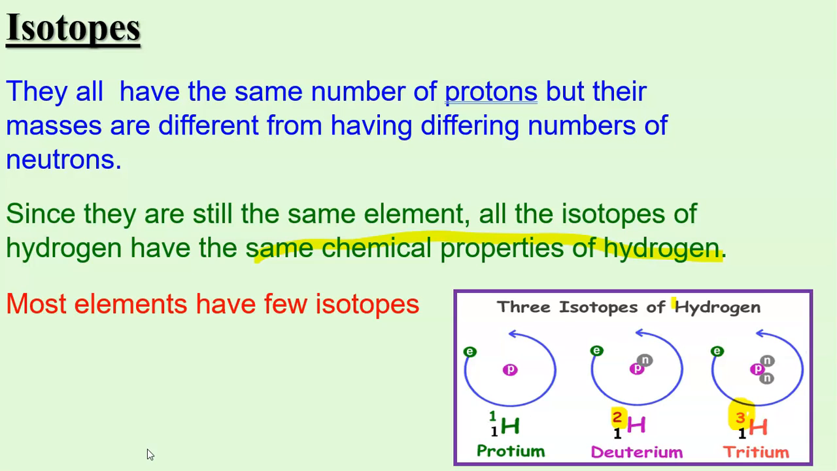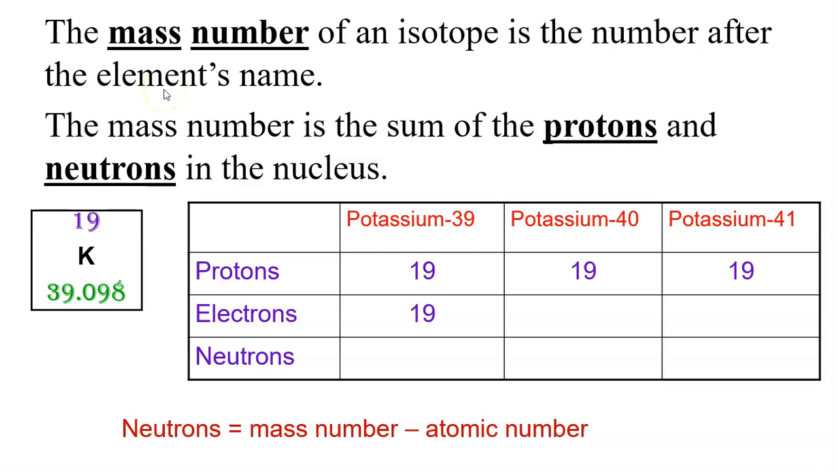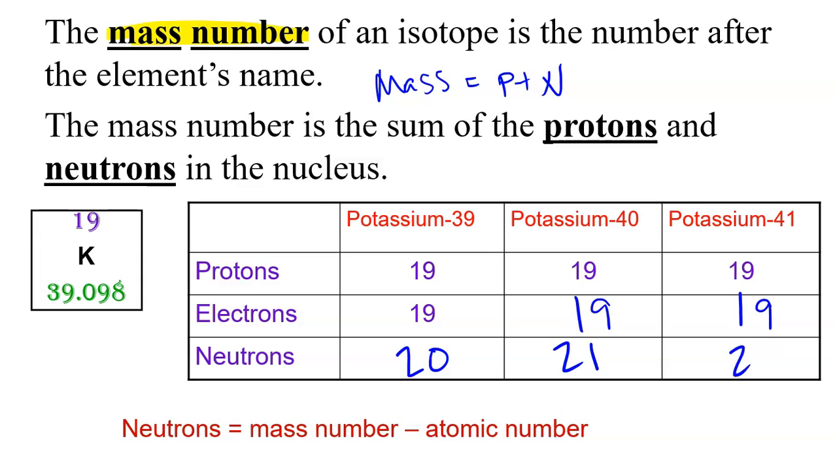See, hydrogen has 3. Your mass number of an isotope is going to be the number after the element's name. And your mass number is your sum of the protons and neutrons. So your mass equals your protons plus your neutrons in the nucleus. So you got potassium 39 with 19 protons, 19 electrons, which means it has 20 neutrons. Potassium 40 has 19 protons, 19 electrons, and 21 neutrons. And then potassium 41 has 19 protons, 19 electrons, and 22 neutrons.